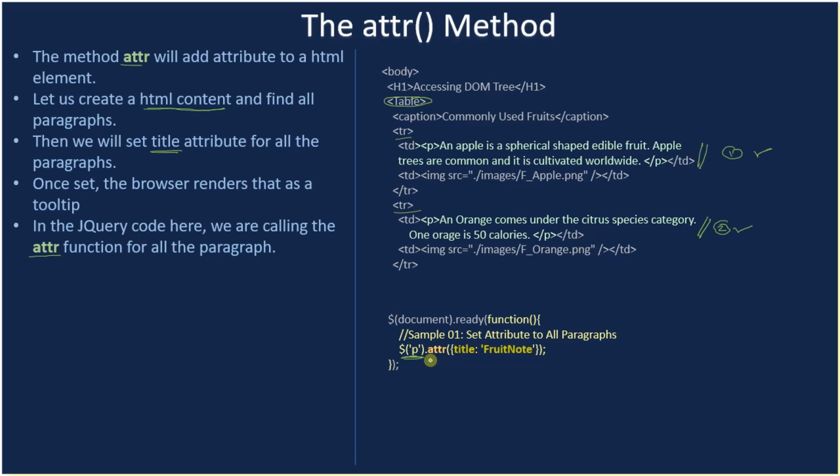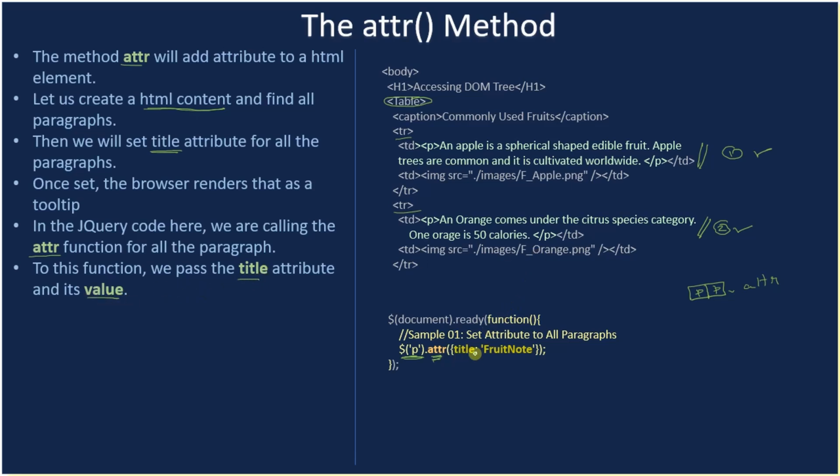Then we are making a call to the attr function, which means we are calling this function for the selected elements. There are 2 elements selected. This is the DOM object, a JavaScript object, or we can say an array of objects. Each one is a paragraph because $("p") selects both. Then we call the attr method on these 2 selected objects, and to this attr function we pass the title attribute and its value.